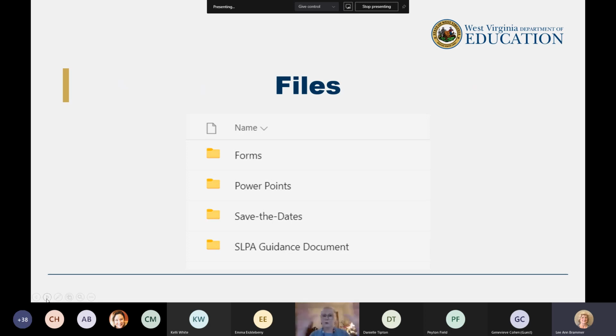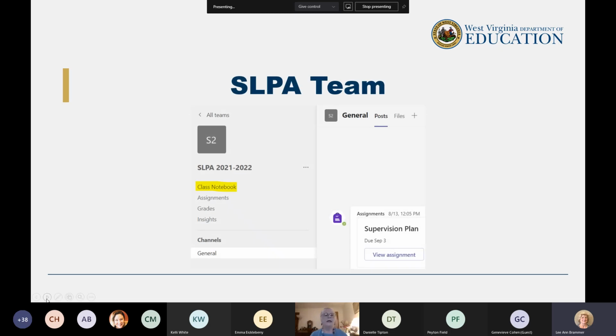And like I said, I'm going through this fast, and I'm sure you have lots of questions. Look at the guidance document. Most of this is directly from that guidance document, and there's a lot more information than what I could provide. We'll also have copies of the recordings, and you would find those in the tabs at the top. If you go to the next slide, the SLPA team looks a little different. They've moved the tabs that are related to the class notebook to the side. There is no class notebook, though. You'll see it, but there's not going to be anything in there.